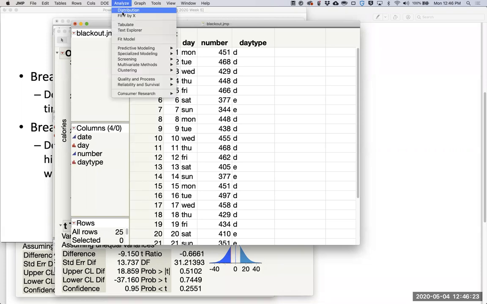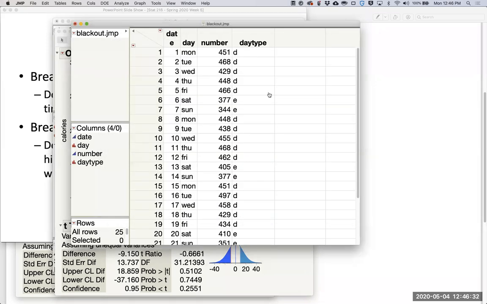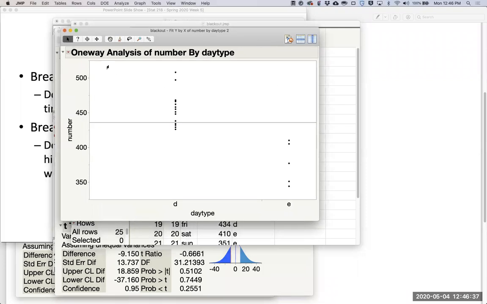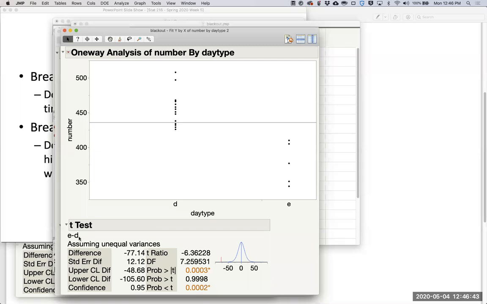Again, under analyze, fit y by x, let's compare the number of births per day on average across the two different types of days. I click OK. I see the data suggests that weekdays may be more than weekends on average in my data set. My t-test basically says weekends minus weekdays. That's going to correspond to a negative value if my alternative is true. If really weekdays have more births per day than weekend days do, then mu for weekend minus mu for weekday will tend to be negative.